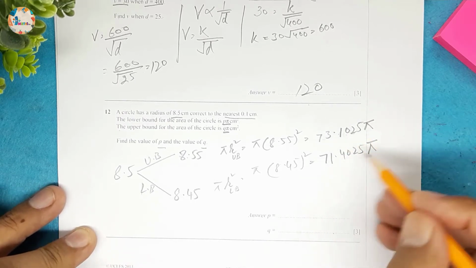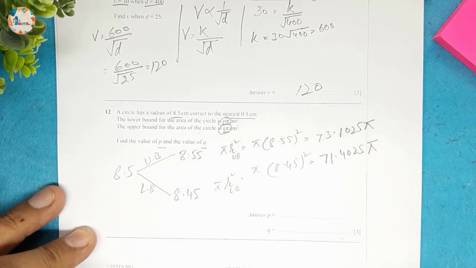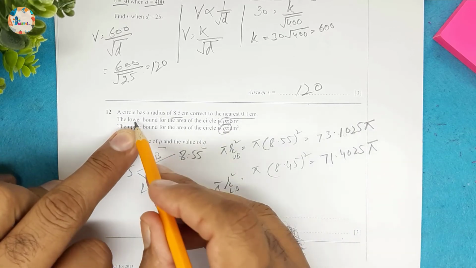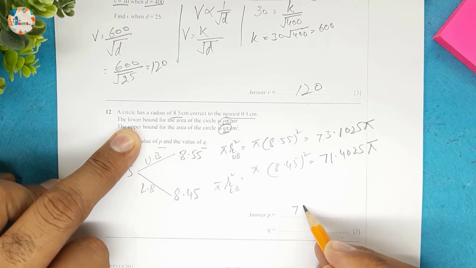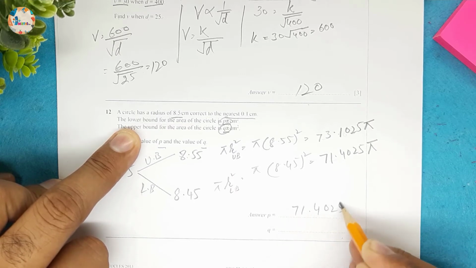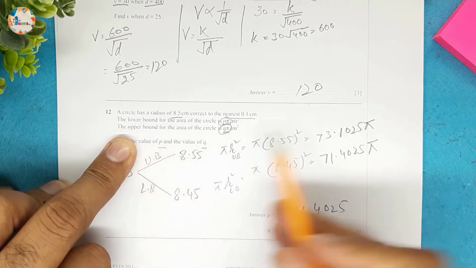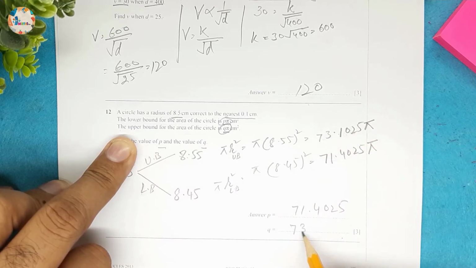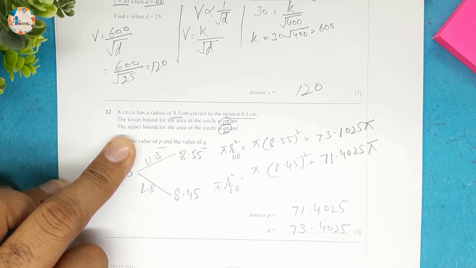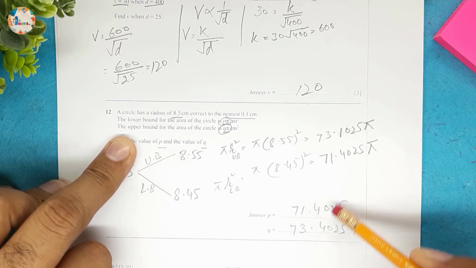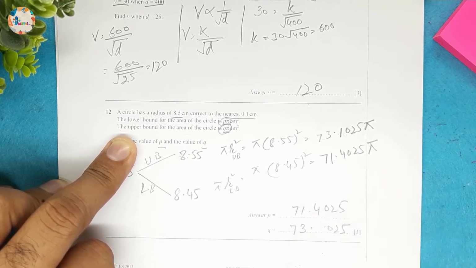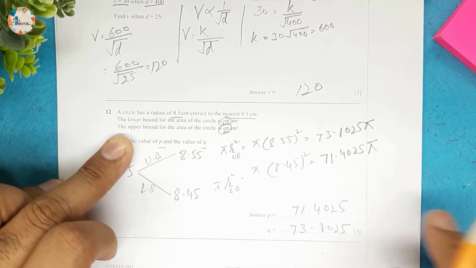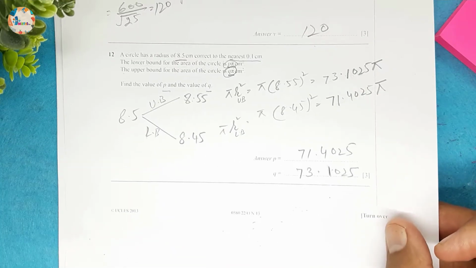We kept it in terms of pi because P and Q both are in terms of pi. So the lower bound is the first one, which is P. So the P value will be 71.4025, and the Q value is the upper bound, which is 73.1025. Hopefully you understood. This is 71.40 and this is 73.10. Hopefully you understood this as well.